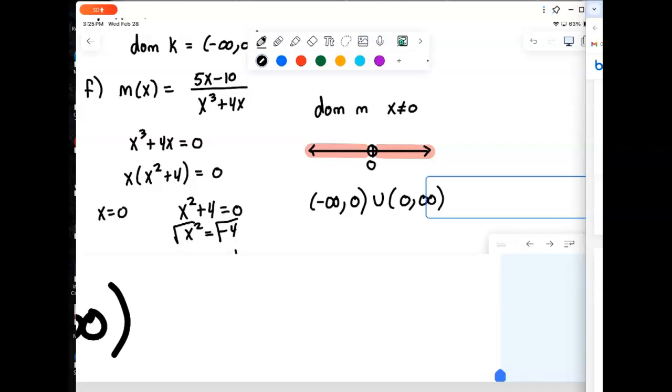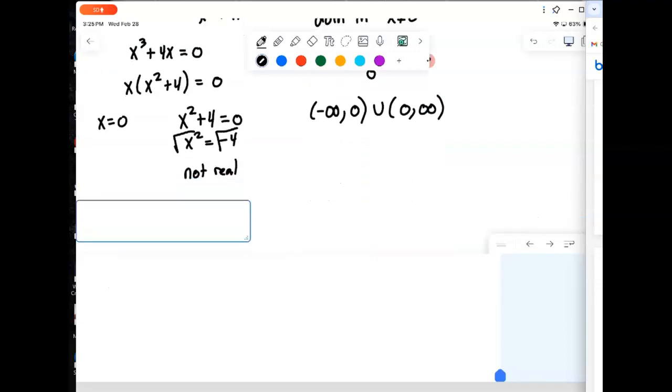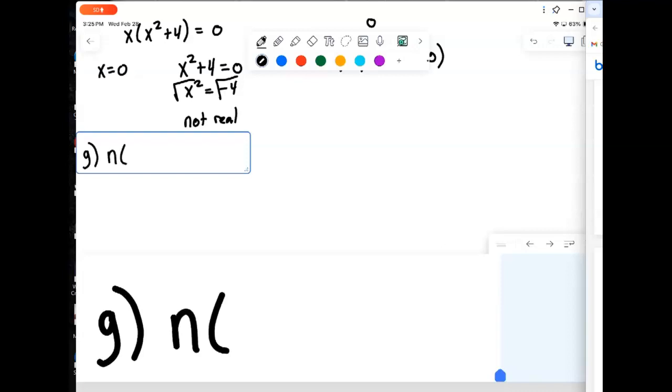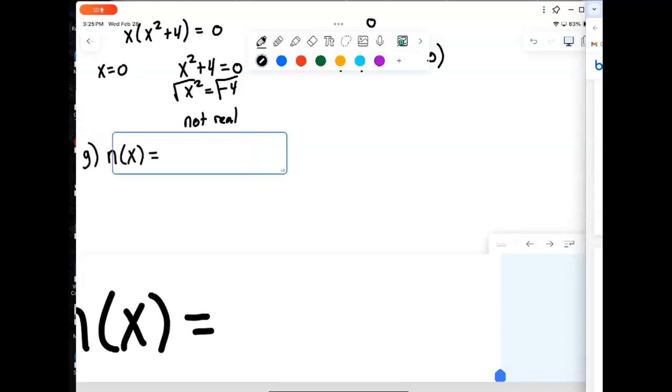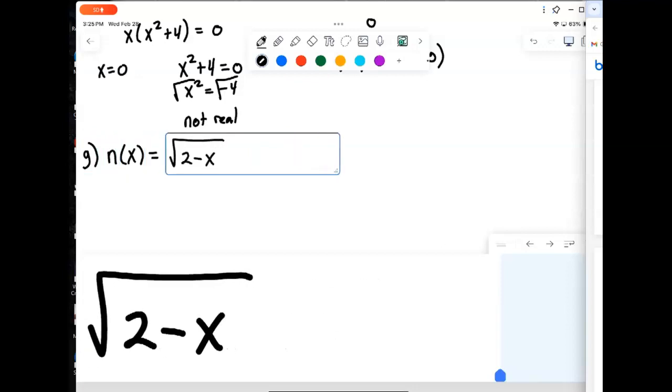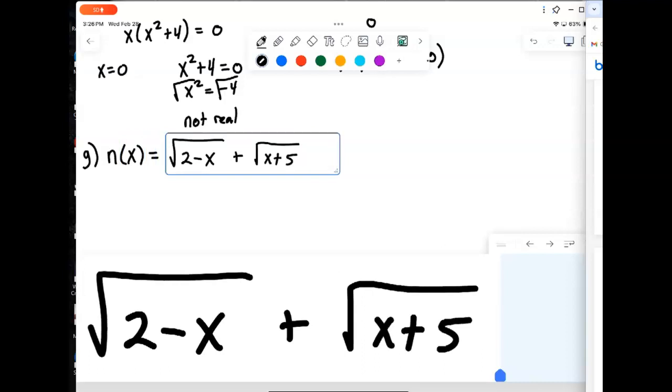Okay, let's continue on with another example here. So we did a, b, c, d, e, f, g. Let's consider the function n of x equals the square root of 2 minus x plus the square root of x plus 5. So we go through our checklist, say, do we have any denominators? Nope, no denominators here.